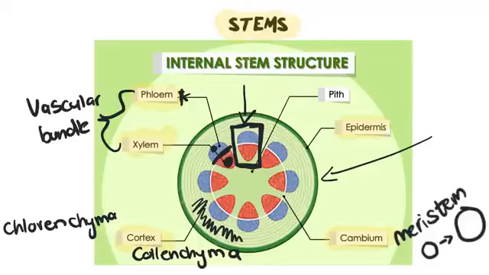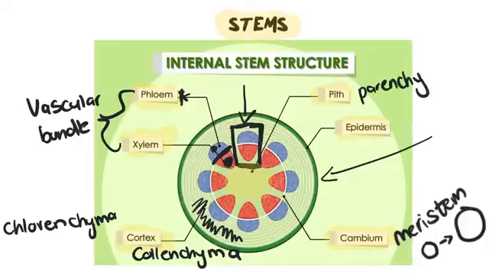Now, the final tissue we're going to go over here is the pith. The pith is all this central tissue that sits in the middle here. It is mostly ground tissue. Think things like our parenchyma.